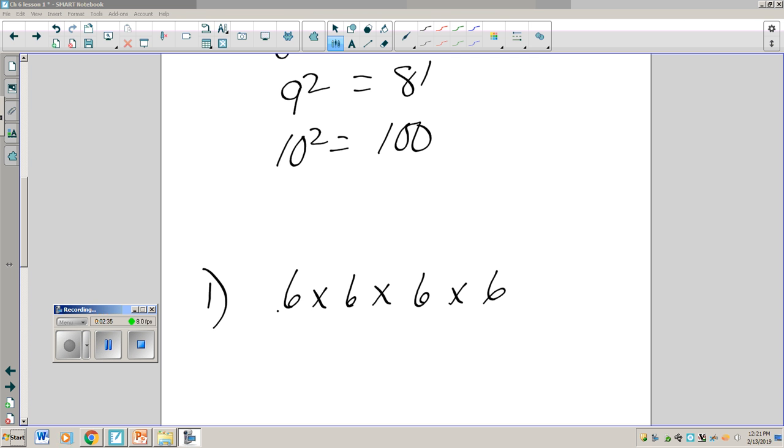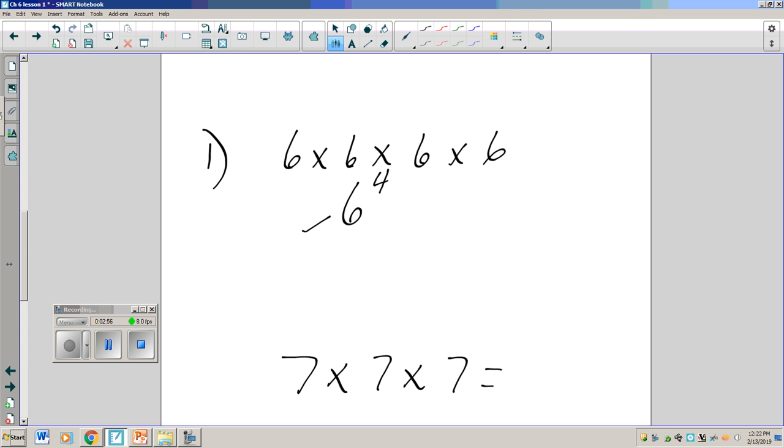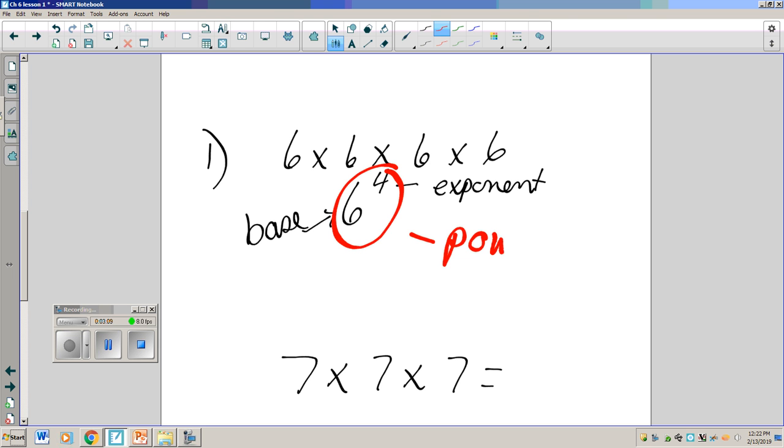Continuing in your red notebook, now we're going to do some example problems that you're going to see with lesson 1. 6 times 6 times 6 times 6. We rewrite that using a base of 6, because that's the factor. The exponent is 4. I want you to label 6, that's the base. 4 is the exponent. Altogether, that's called a power. Make sure you have these in your notes.